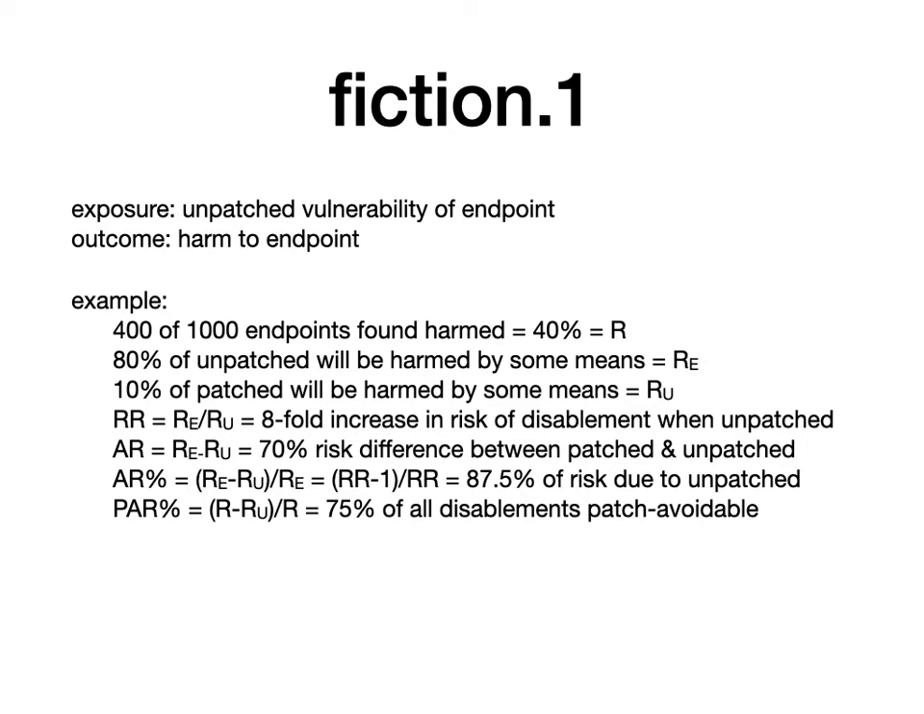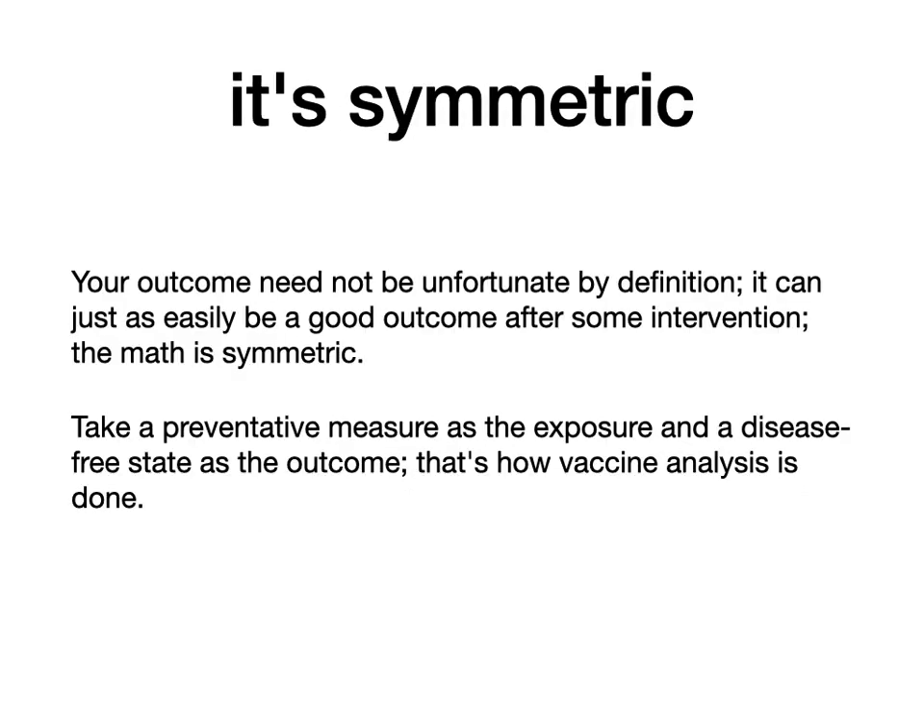So here's a little example with made-up data. I said this before, but I think this is where I want to say it again. Your outcome doesn't have to be something that's unfortunate. It just has to be an outcome. It can just as easily be a good outcome after an intervention. The math is symmetric. It doesn't care whether it's an outcome that is good or bad. It just cares whether the outcome has been measured in some way that allows us to do the simple arithmetic calculations that I've shown here.